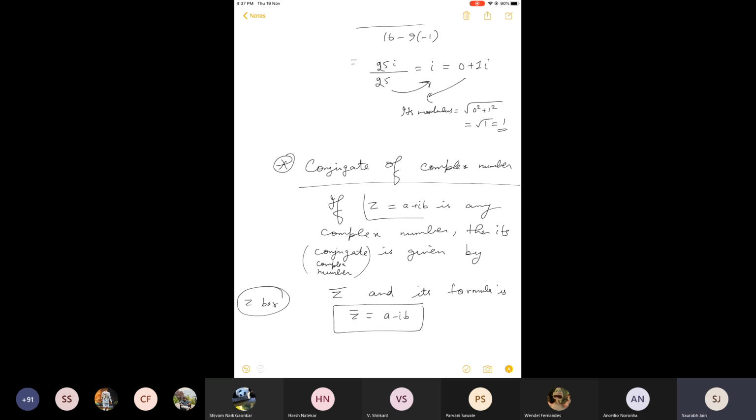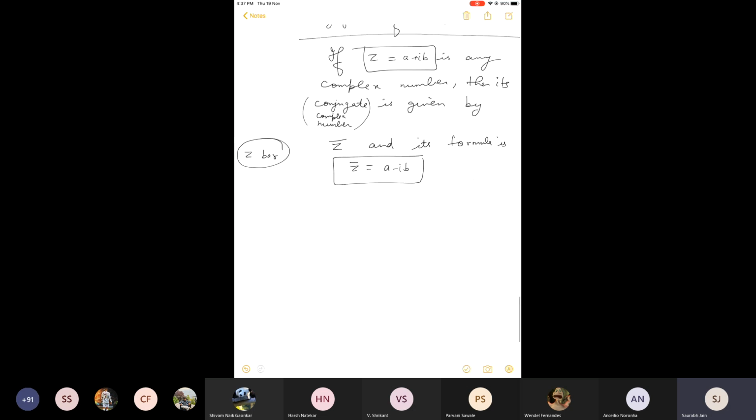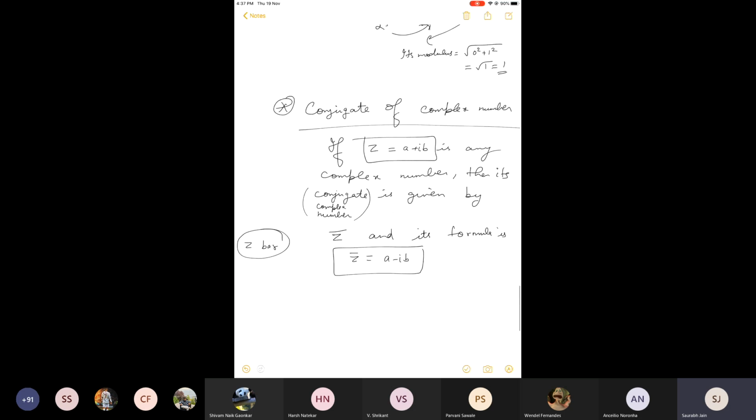So what is the observation? How to write the conjugate? What is the meaning of conjugate? Meaning I will tell you later on. What is the formula for conjugate? Whatever complex number you have, you change the sign of iota to get the conjugate of that complex number. Okay, just remember this thing.